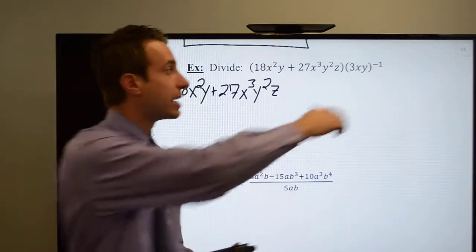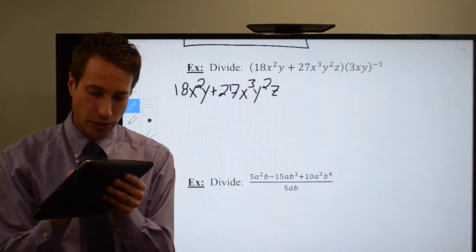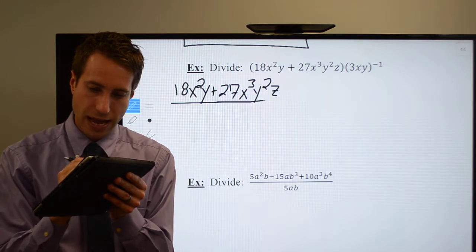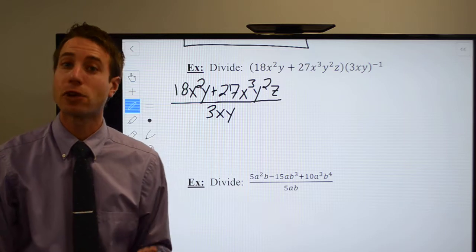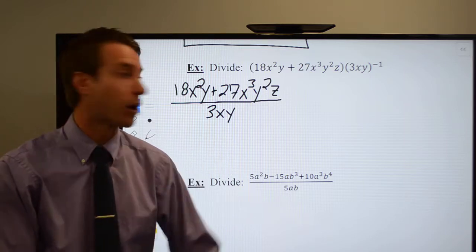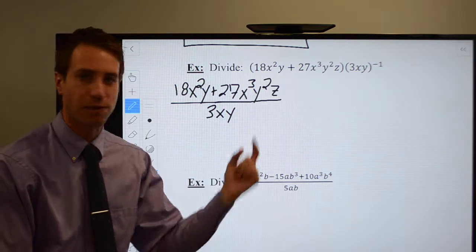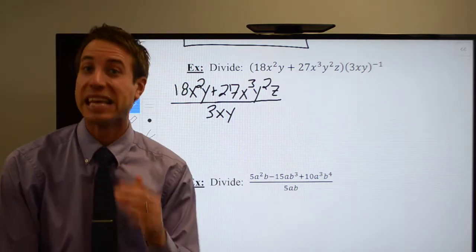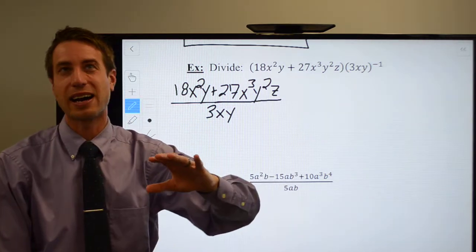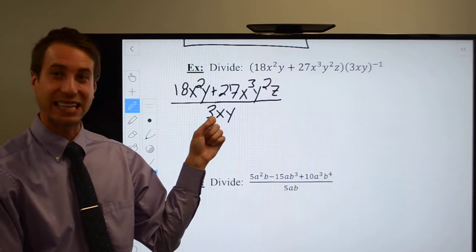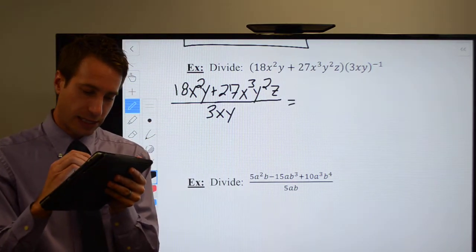Well, to get rid of that negative exponent, I take it to the denominator and change the sign of the power. So now that's going to be a 3xy to the first power. But because it's to the first power, I don't need to put that in parentheses, because anything to the first power is itself. So again, all this is just another way of writing this without actually writing it. So you guys know we're just going to go ahead and split these guys up.